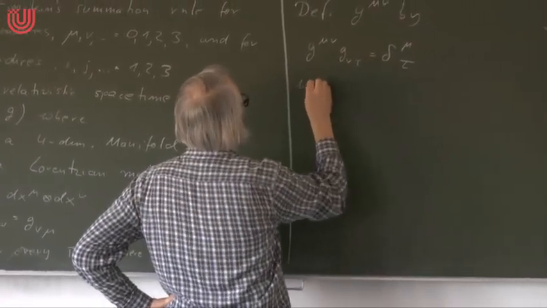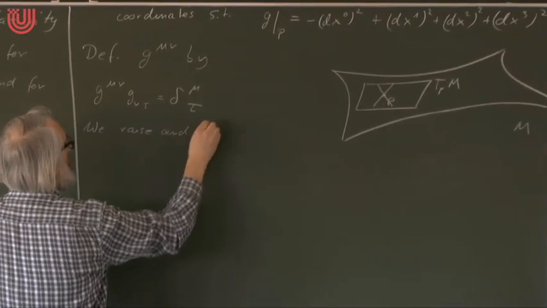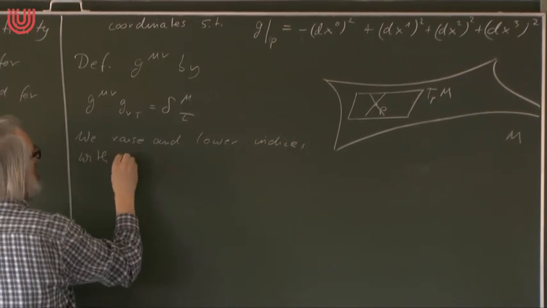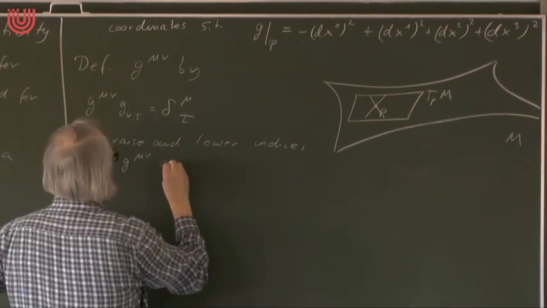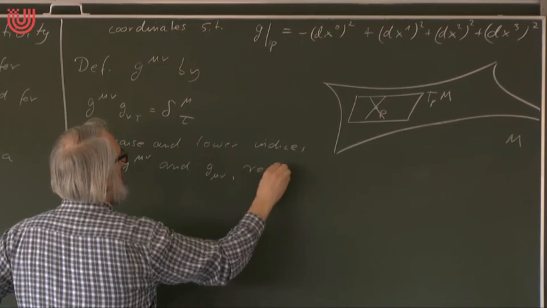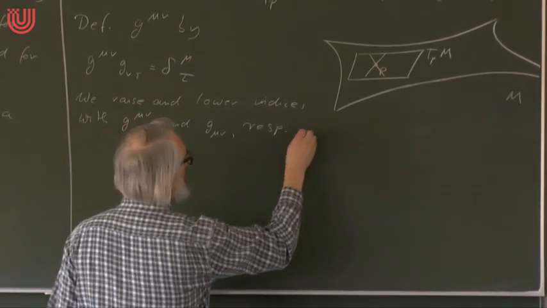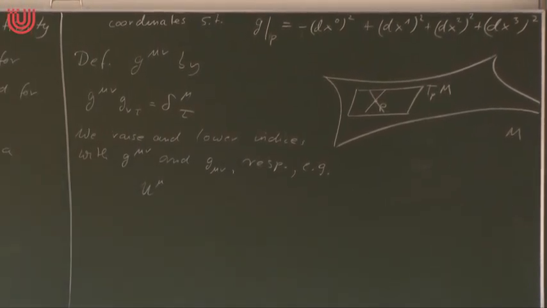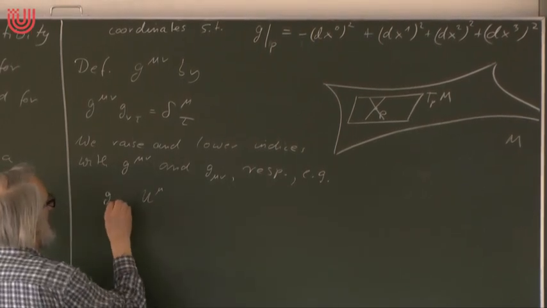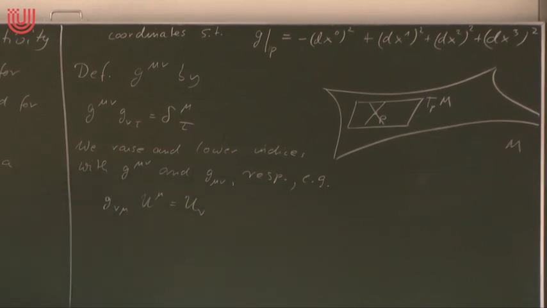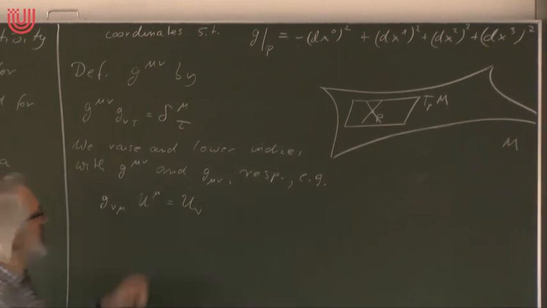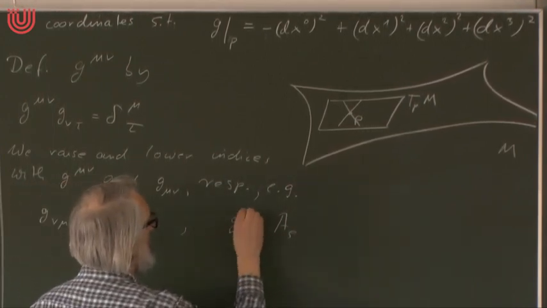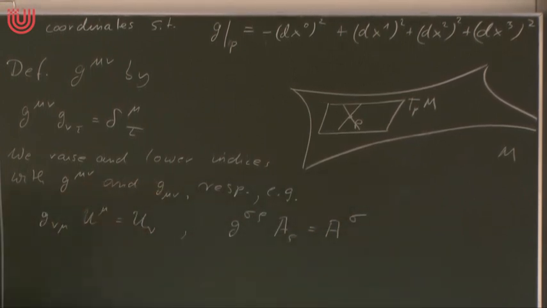So we raise and lower indices with the metric. For raising indices we need the one with the upper indices, and for lowering them we need the one with the lower indices. And how does this work? If we have, say, a vector field u mu, that's a tensor field with just one upper index, then we can lower this index by multiplying it with the metric. That would be denoted by u with a lower index, with summation over mu. Or if we have a covector field, something with one lower index, we could raise this index and write it this way.